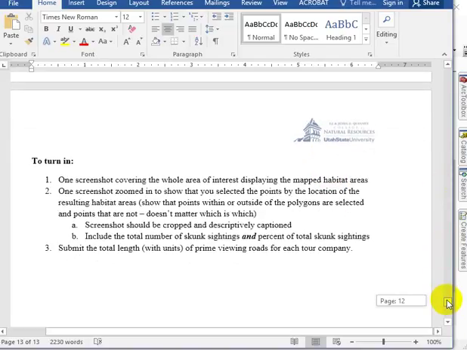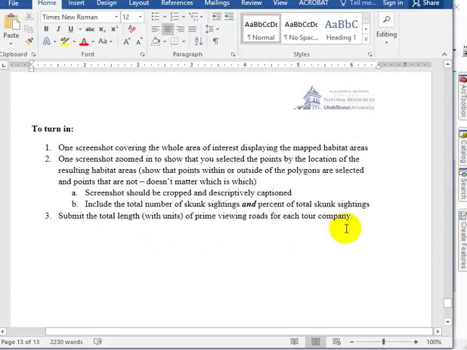And then the total length of roads in the high probability area for each tour company. Make sure you include units. Appropriate precision. Don't give me 8 decimal places. I don't want to know to the thousandths of a millimeter. We know that that's not correct.